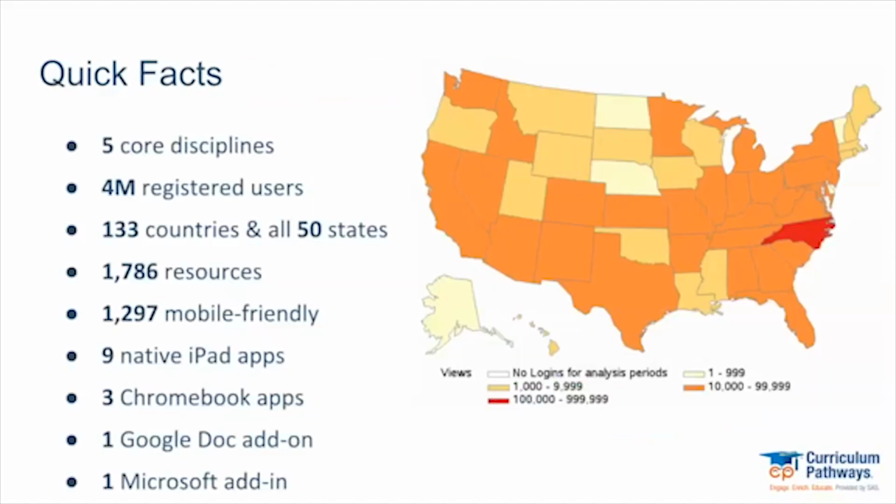Curriculum Pathways by the numbers looks something like this. So like I said, we're in the 5 core disciplines, all standards aligned. We have over 4 million registered users coming from 133 countries in all 50 states. We have 9 native iPad apps, one of which is CodeSnaps, 3 Chromebook apps, 1 Google Doc add-on, and 1 Microsoft add-in.